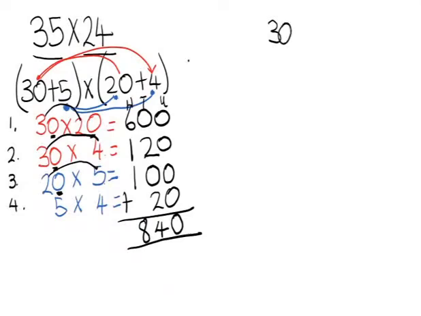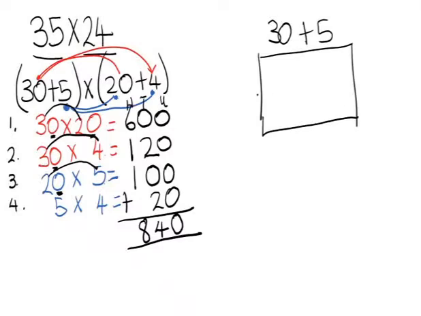So we're going to take 35 and break it up into 30 plus 5. But instead of writing 20 plus 4 next to it, I'm just going to quickly draw a table with 2 rows and 2 columns. And I am going to write 24 as 20 plus 4 in the side on the vertical end of the table.